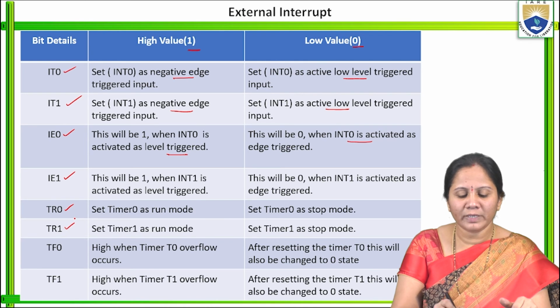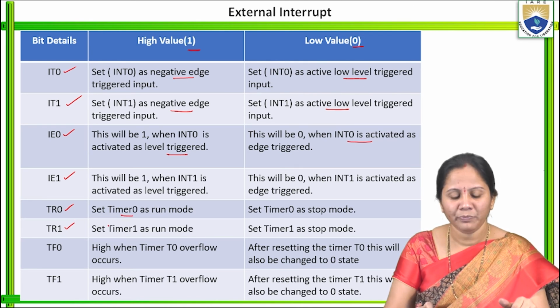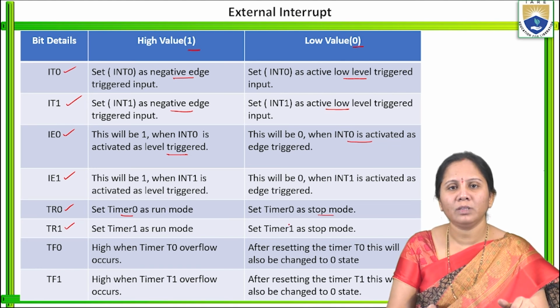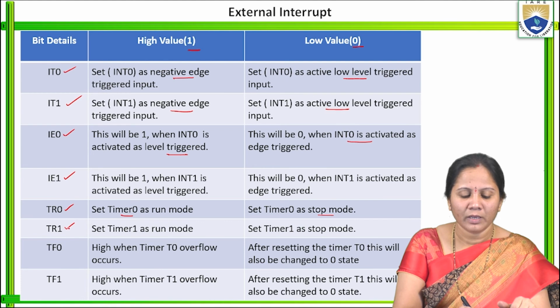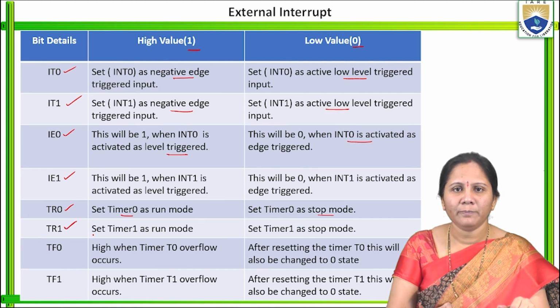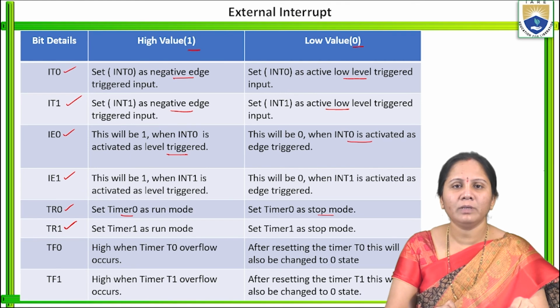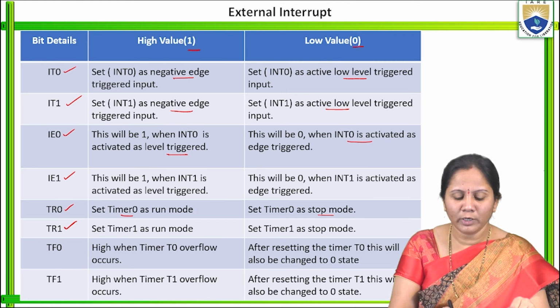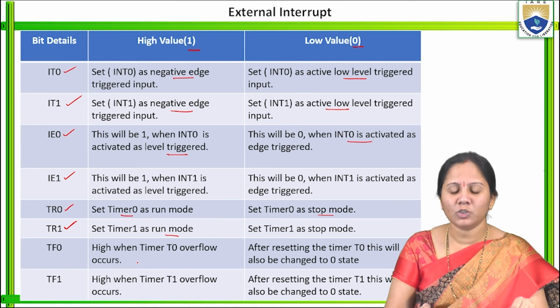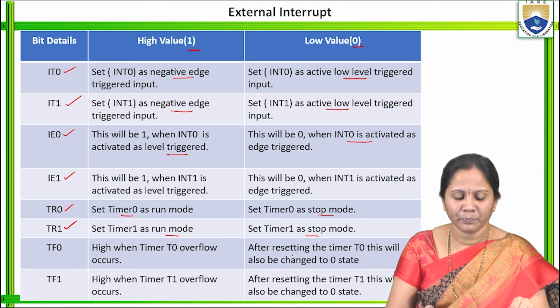When this TR0 bit is 1, it is going to set timer 0 in the run mode. If the TR0 bit is 0, it is going to set timer 0 in the stop mode. Coming to this TR1 bit, if that particular bit is set, or if the TR1 is equal to 1, it is going to set timer 1 in the run mode. If the TR1 is 0, it is going to set timer 1 in the stop mode.